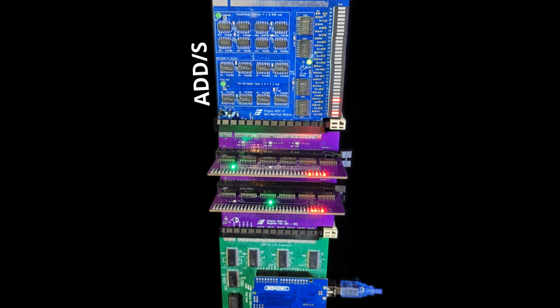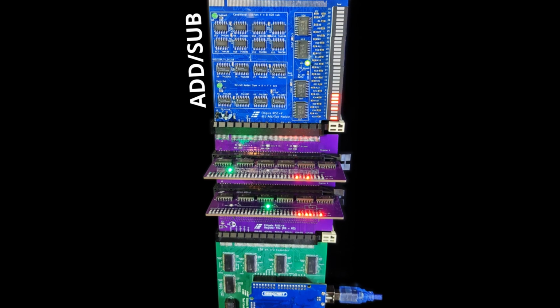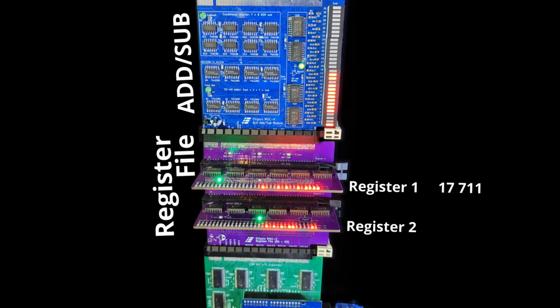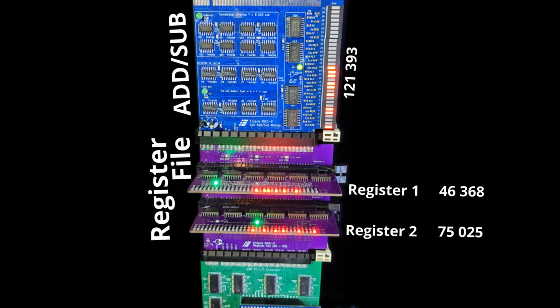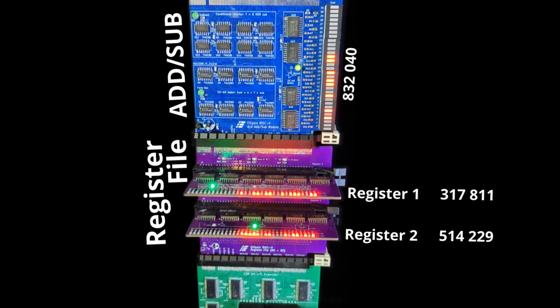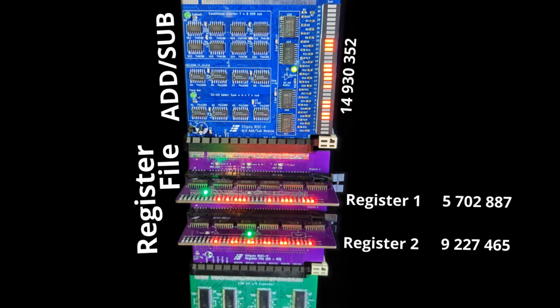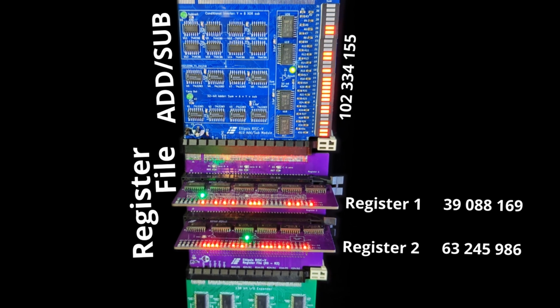I've got the add submodule here from my RISC-V CPU, and it's connected through to the register file that I built in the previous video. I have the first and second registers feeding into the adder, and the result of the add is then alternating between being written back to register 1 and then register 2. And the result of that is to generate a Fibonacci sequence.